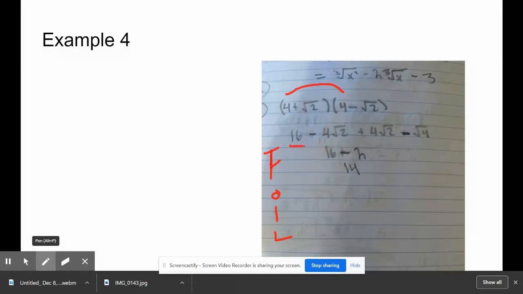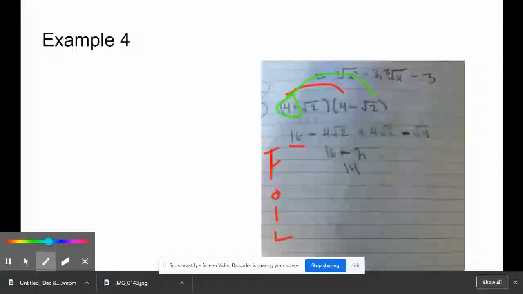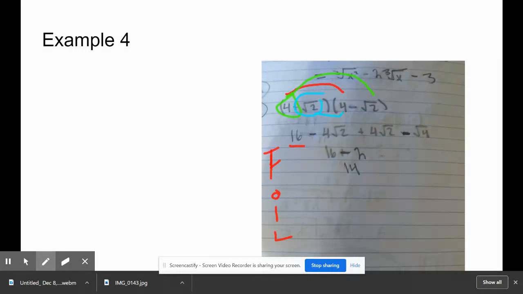First, 4 times 4 is 16. Outer, 4 times negative square root of 2 is negative 4 square root 2. Plus, we have square root of 2 times 4, 4 square root 2. And then square root of 2 times the negative square root of 2, which is negative 4. Or, I mean, sorry, just 4. Negative square root of 4.